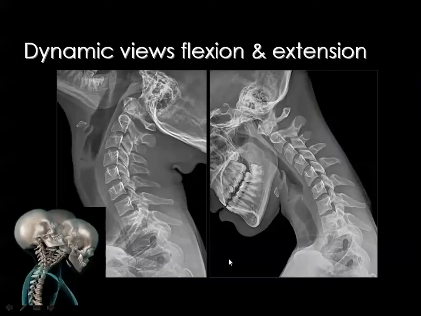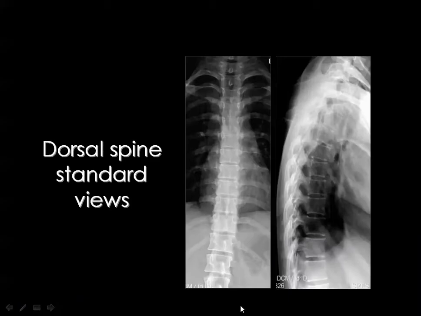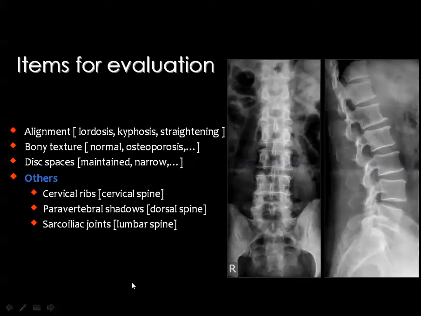Dynamic views of the cervical spine are usually obtained to assess spinal instability, and also they are good in the evaluation of the lumbar spine. Then we have the lateral view in the neutral position. Then we have a view during extension and another view during flexion, and we assess the vertebral alignment during these positions for any possible spinal instability. In the dorsal spine, we only have the anteroposterior view and the lateral view. We don't have other additional views in this particular segment of the spine.